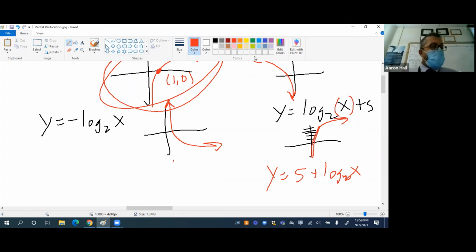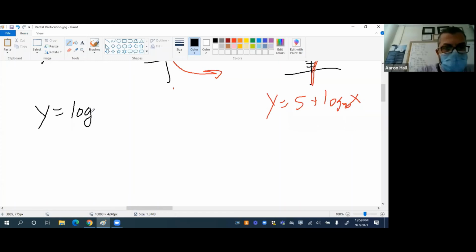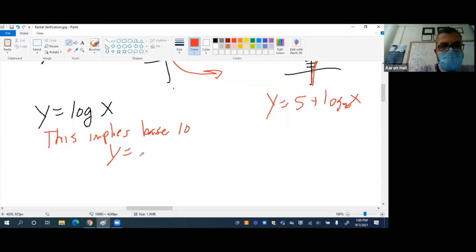Now there's a couple of notations, and because of the fancier calculators that we have, it's becoming less and less important. But if I just write y equals log of x, without saying the base, what does this imply? It implies base 10. It implies we have y equals log base 10 of x.